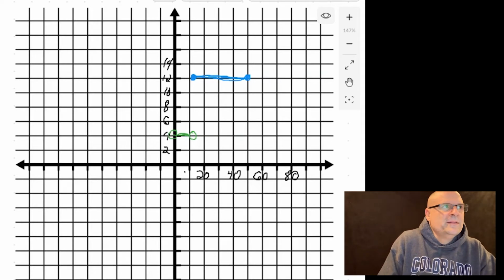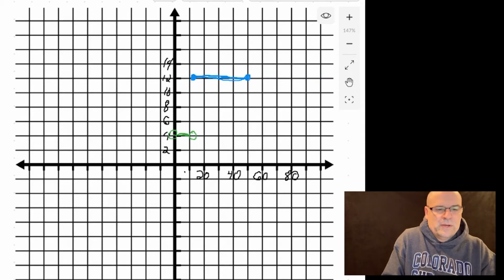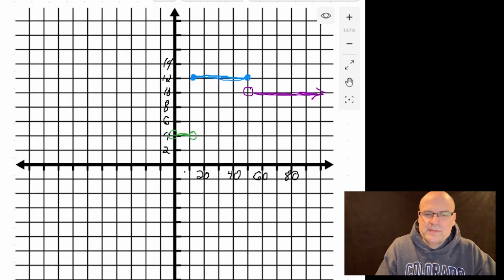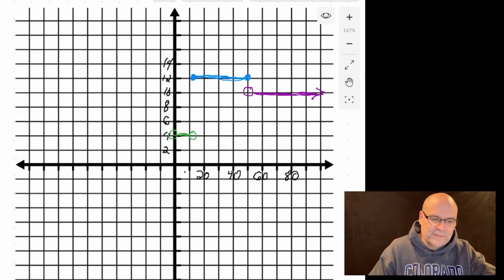Okay, then the last one is greater than 50, and this is $10. Okay, so greater than 50. So we want an open circle again, remember, because we don't want to include that. And we're just gonna go on forever. Okay, does that make sense? So that's what the graph looks like.